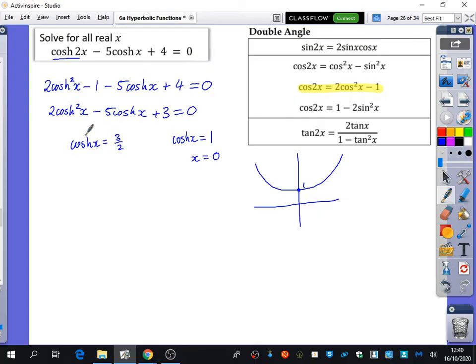Now we're going to have a look at this one. So we're going to do x is equal to arcosh of 3 over 2. What is arcosh x? It's ln of x plus the square root of x squared minus 1. Now, who can dig back to this time last week about what we talked about with arcosh?